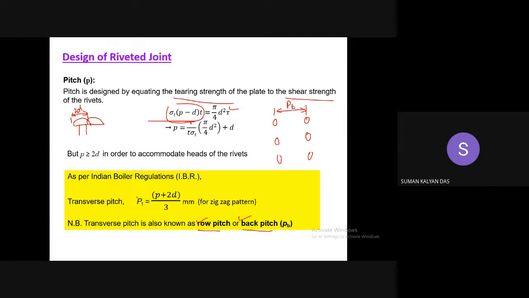It is a mandatory thing in India that you follow the Indian boiler regulations, the rules and whatever is there in the Indian boiler regulations. You have to follow that in order to design the riveted joint for a boiler application.